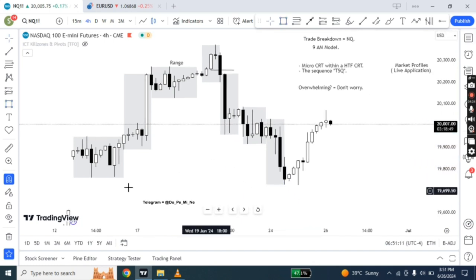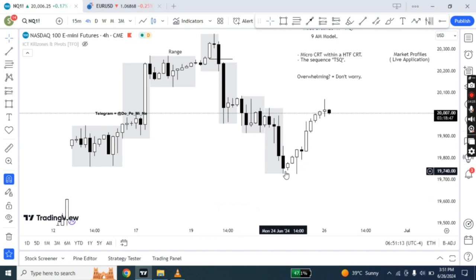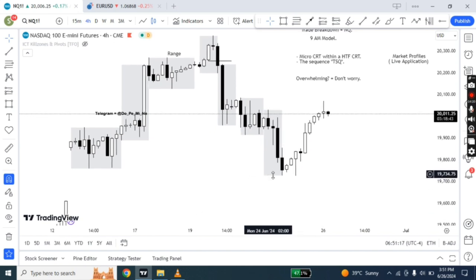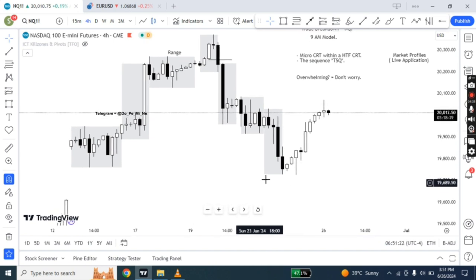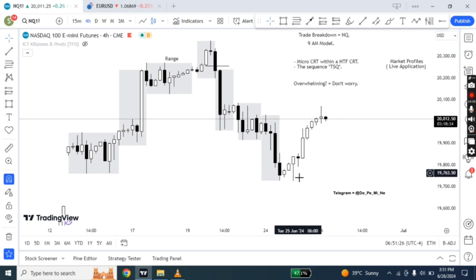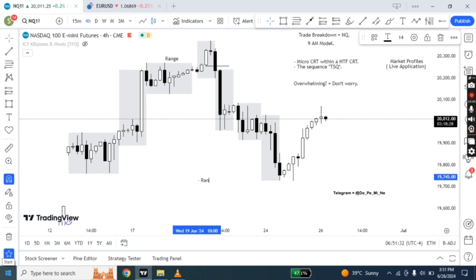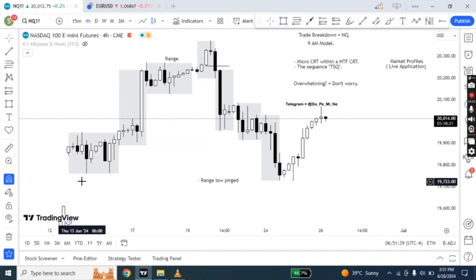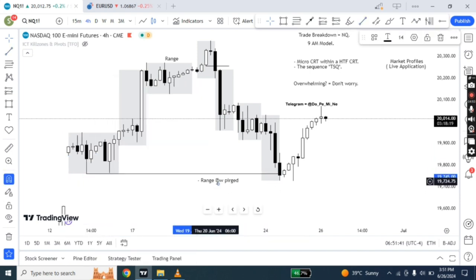Now when price was right here after an expansion, I started expecting a reversal. The reason for that is that after an expansion, we can only have three possible outcomes: a range, a retracement, or a reversal. And I anticipated a reversal based off of two factors. The first factor is that this expansion right here took out this range low, and once a range low or a key level is taken, it can offer a small reversal there. So that's why I was expecting a reversal.